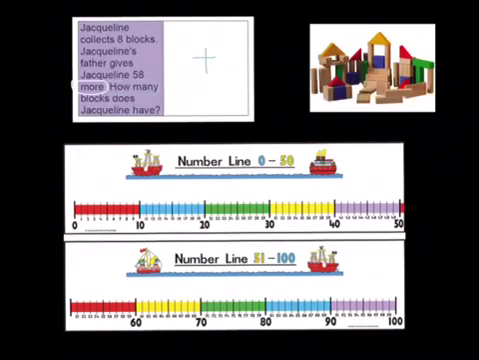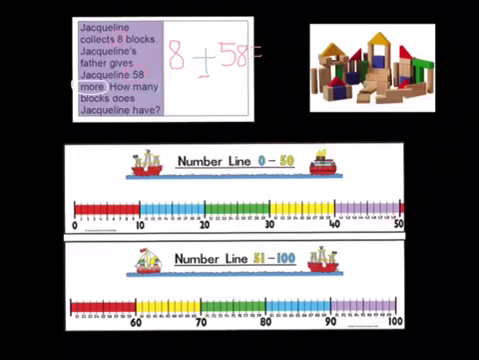Let's go and circle the other important information we need to use to finish this number sentence. So she has 8 and she gets 58 more. So it's going to be 8 plus 58 equals, and then we can use the number line down here to help us figure that out.